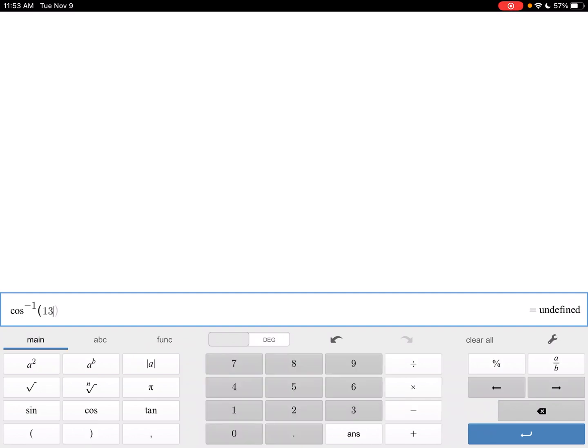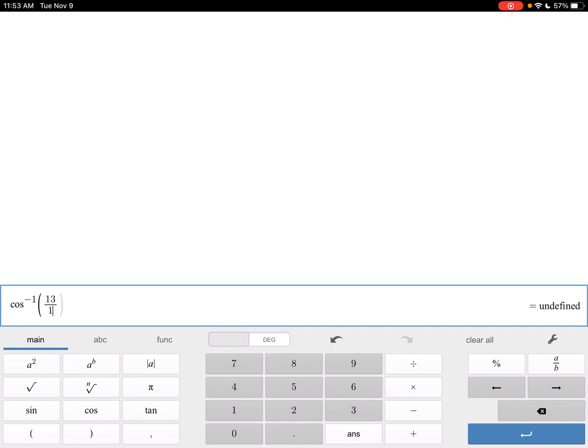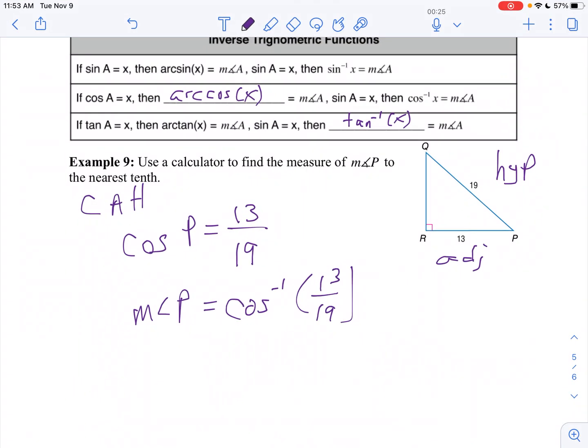So what I'm saying is, hey, if an angle has a cosine that's 13 over 19, how many degrees is that angle? Well, in this case, it's 46.8 degrees. So we're going to say the measure of angle P, rounded to the nearest tenth, is 46.8 degrees. There we have that.